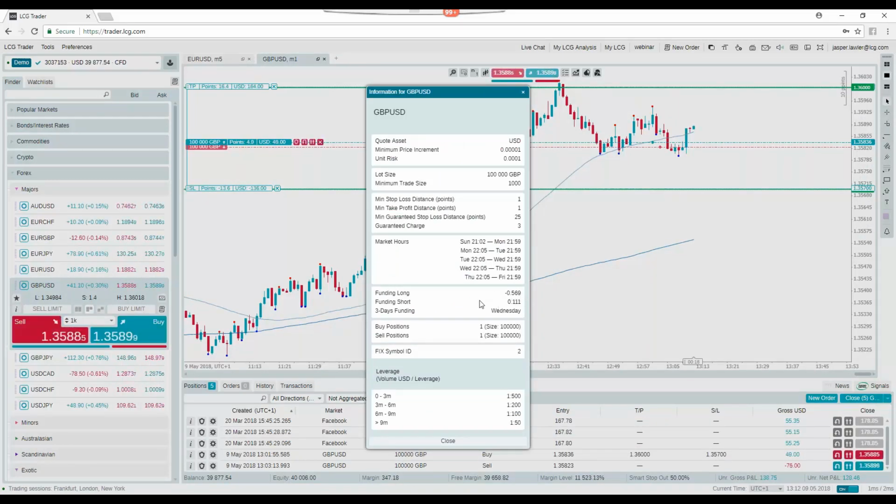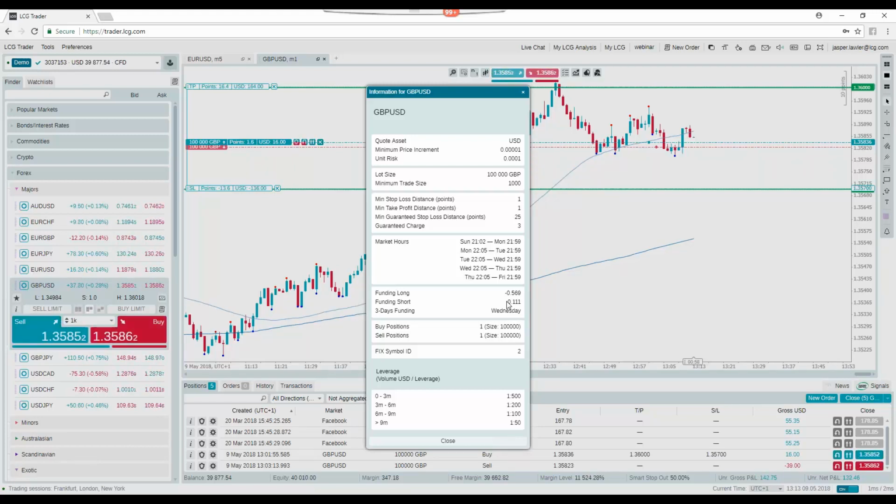So if you are, as we mentioned before, the interest rates in the US currently are higher than they are in the UK. The pound is obviously the currency of the UK, dollar is the currency of the US. So you make money by holding trades overnight which are selling pounds and buying dollars in effect, and vice versa. If you're buying pounds, you're going to be paying overnight. If you're selling dollars, same thing.